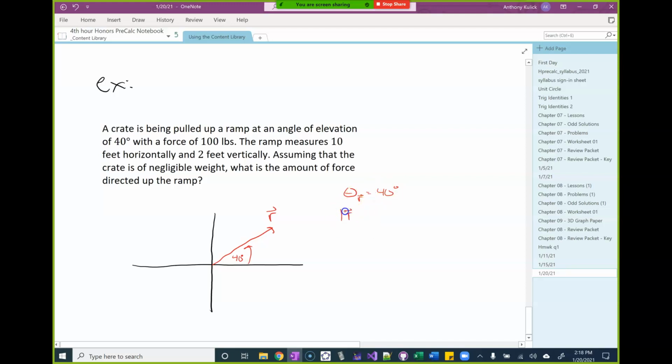Oops. I don't mean that to be r. This is the crate. My goodness gracious. Because it's saying that the crate is being pulled. My goodness gracious. Okay.